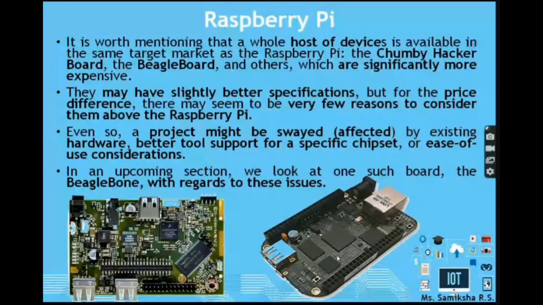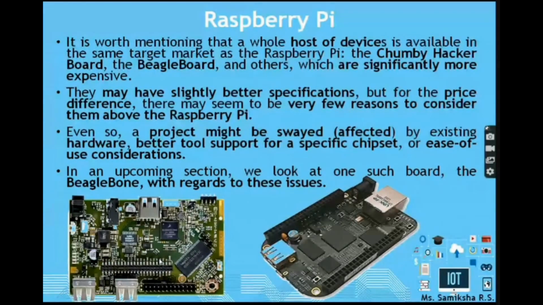Now these boards, the Chumby Hacker board and the Beagle board, apart from being expensive, definitely have better specifications than the Raspberry Pi, because they are giving you a price difference which is greater than Raspberry Pi. Of course, they'll be giving you some more specifications. But this is a very small reason to consider that these boards are above our Raspberry Pi. Just because they have better specifications, they are not above Raspberry Pi. No.